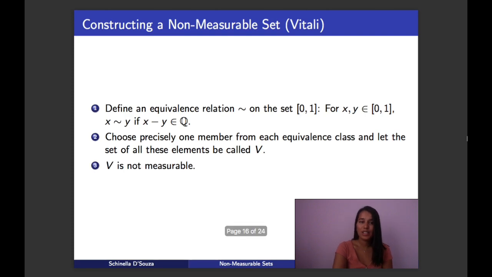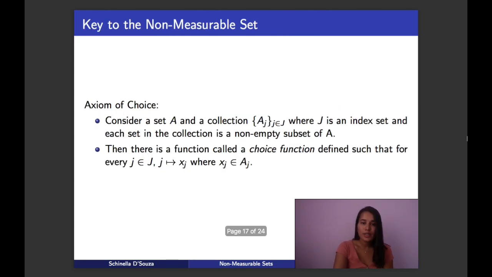V is called a Vitali set and is not measurable. You can find the outline of the proof of why V is not measurable in my extended abstract. There's actually an even stronger and more general result shown by Vitali. The result is that we can find a non-measurable subset in any subset of the real numbers with positive outer measure. In defining the Vitali set, there is something that is key to the construction.